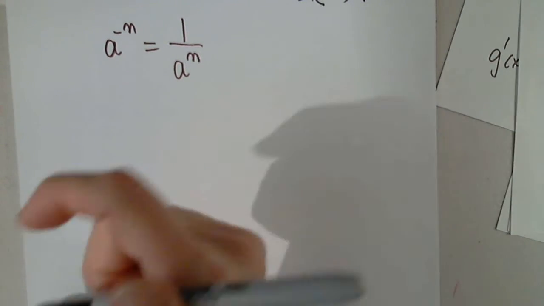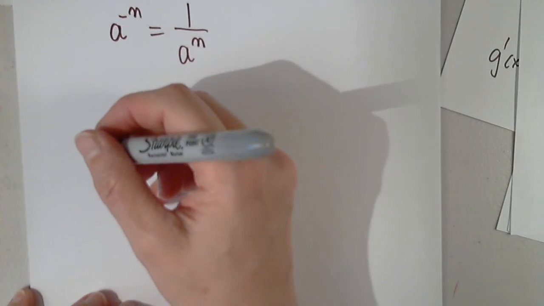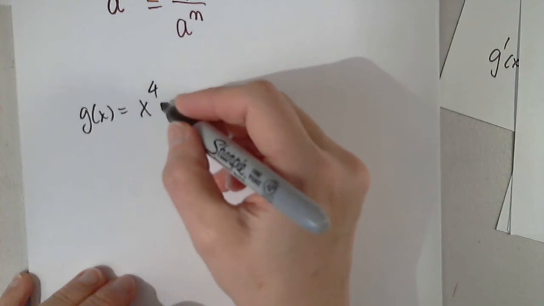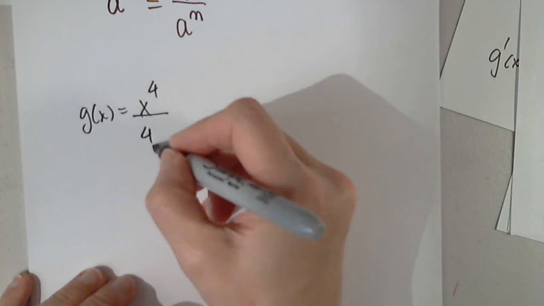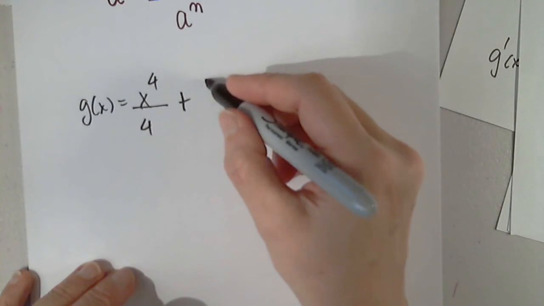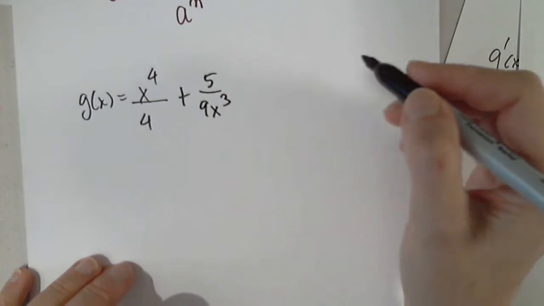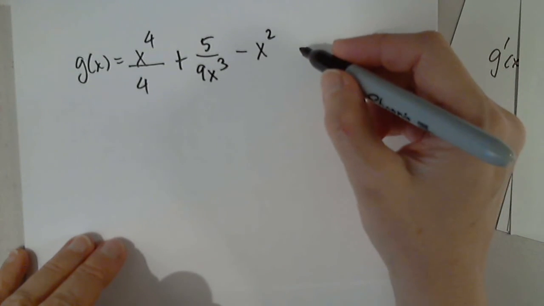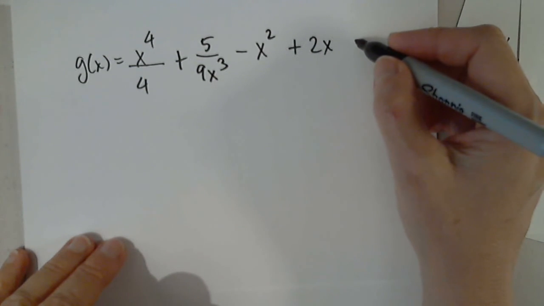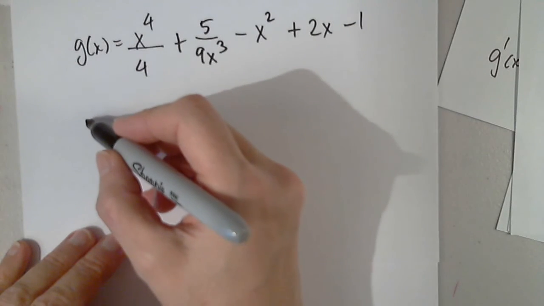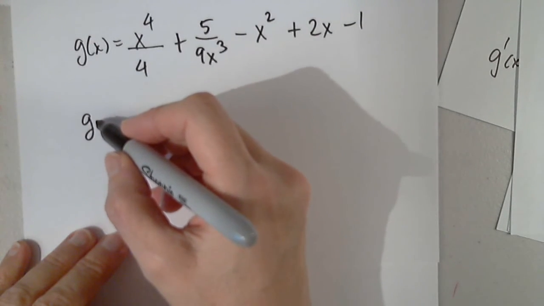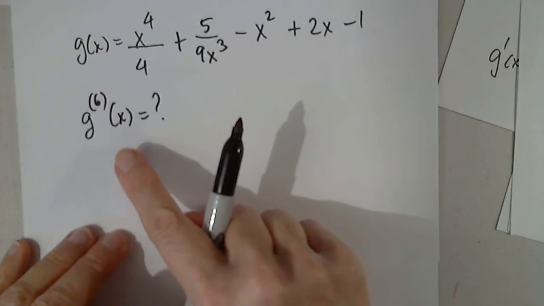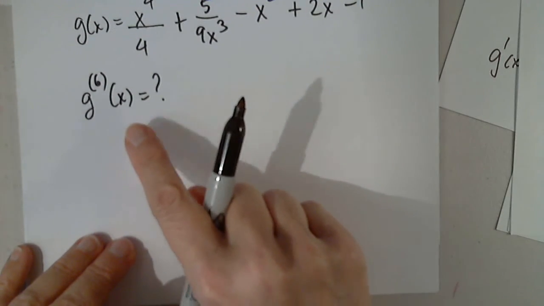Can you do one more? For g of x equals x to the 4th over 4 plus 5 over 9 x to the cube minus x squared plus 2x minus 1, and then it says to find g to the 6th power of x. Like this? Yeah. Which means the 6th derivative.